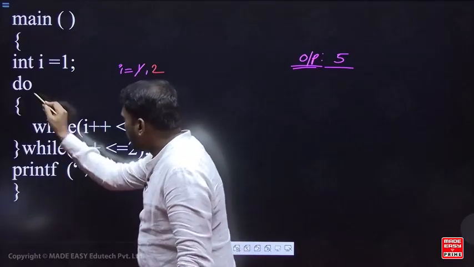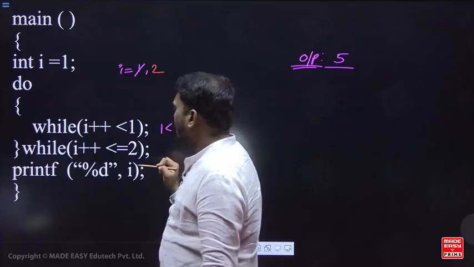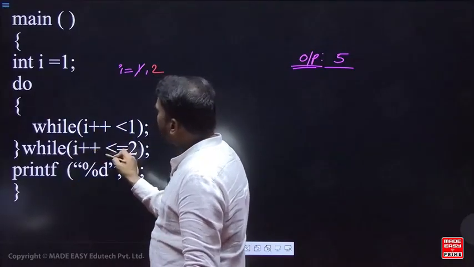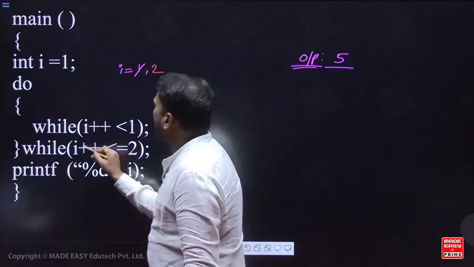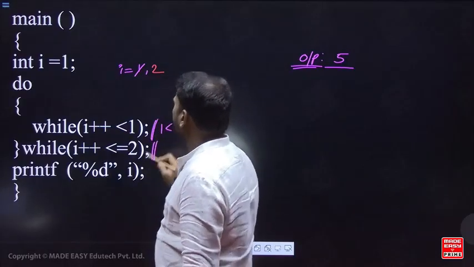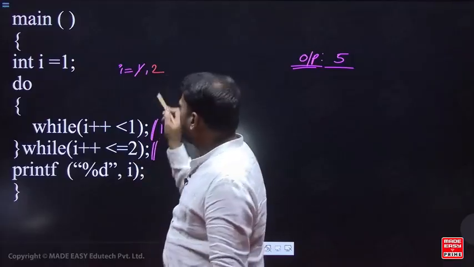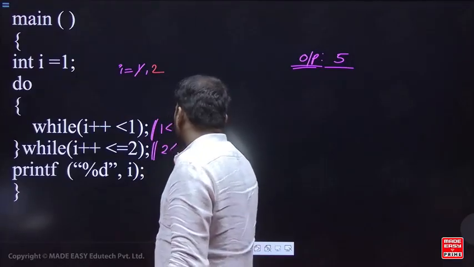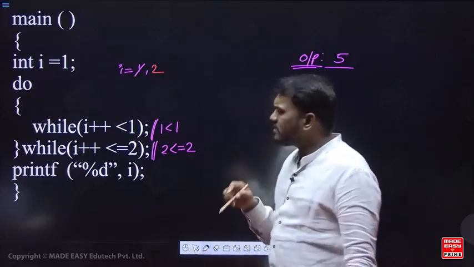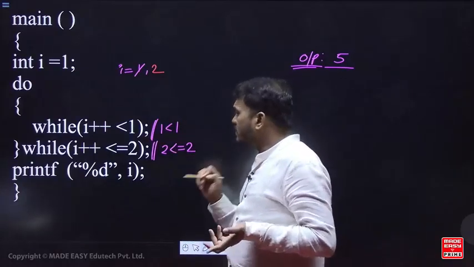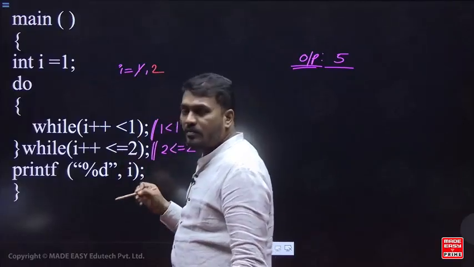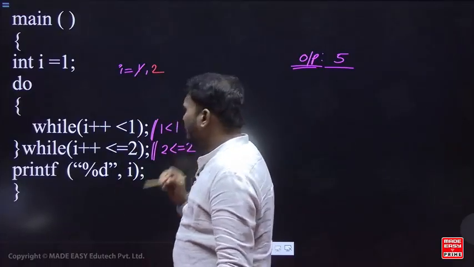Next, you are checking the while of the do while. While i++ less than or equal to 2. Now what is the i value you take here? The i value is 2 now, because of post increment you check the i value as 2 here. So 2 less than or equal to 2. Now tell me, 2 less than or equal to 2, true or false?